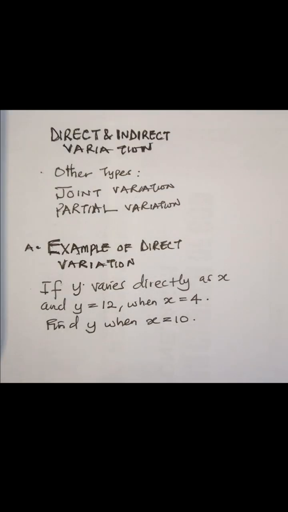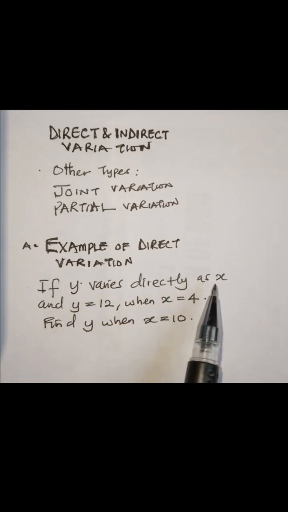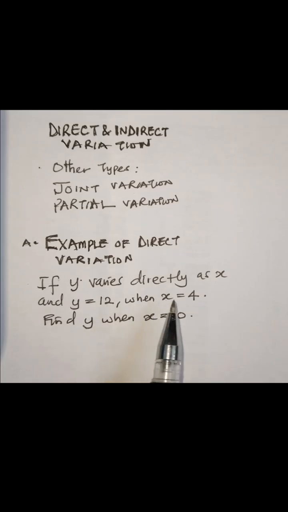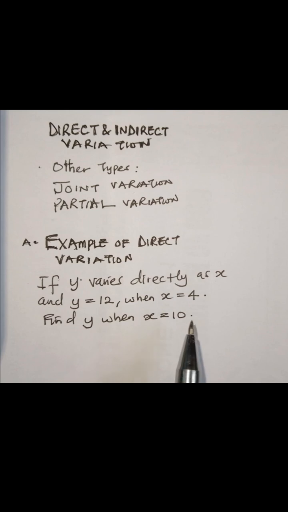So let's look at what direct variation is first. When one quantity increases and the other also increases, or both decrease, we call it direct variation. An example of direct variation is: if y varies directly as x, and y equals 12 when x equals 4, find y when x equals 10.